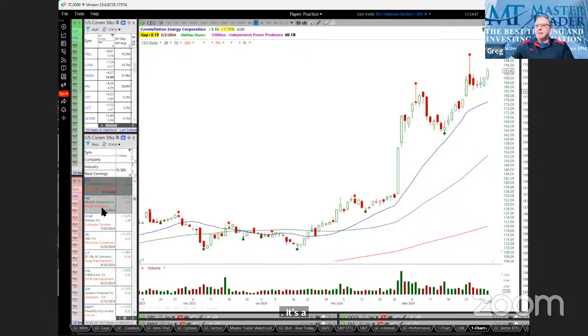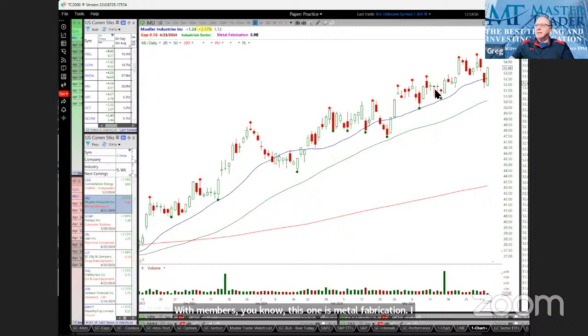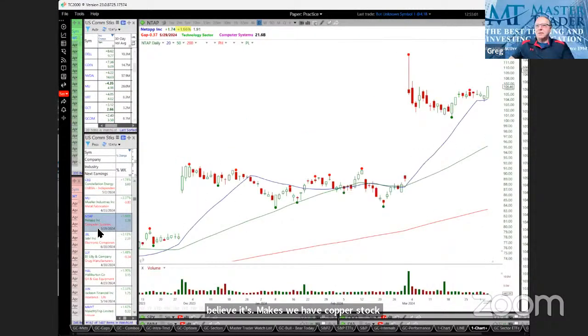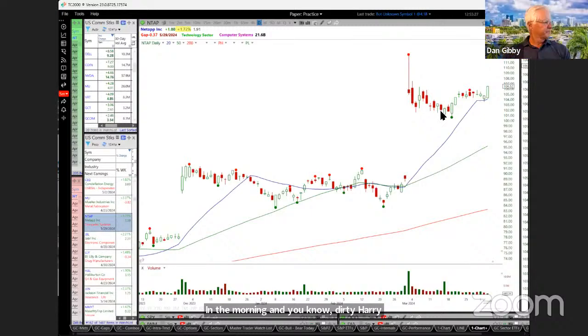You can see right there the way I have this set up, and we shared these layouts with members. This one is metal fabrication, and I believe it's basically a copper stock. When is NTAP going to report earnings? At the end of May. So we look at all of these things before we recommend a stock. When's the earnings coming out? What sector is it in? Besides all the technicals, to make sure that we're not buying into something where the earnings are coming out in the morning. Dirty Harry trade, I'm going to get lucky. I'm not looking to get lucky.